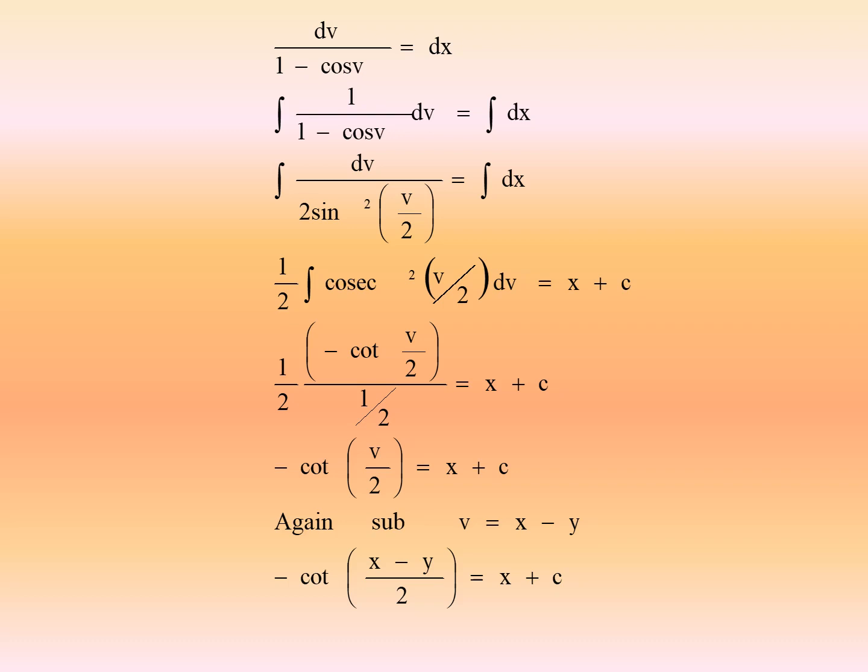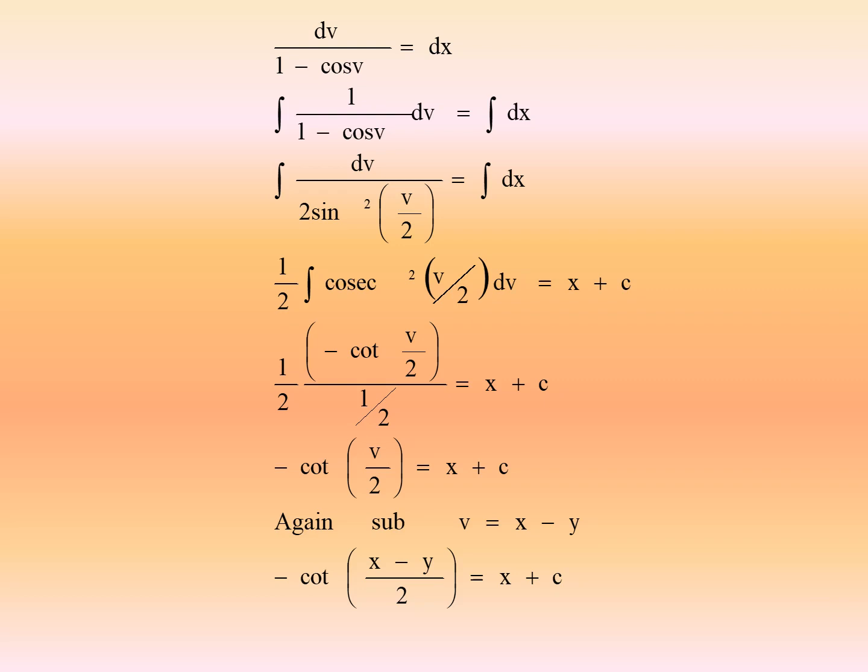Move on to the next, that is how we got the third line. Move on to the next line. Take out 1 by 2 outside of the integral. Integral 1 by sine square of v by 2 is nothing but cosecant square of v by 2 into dv, equals integral dx is nothing but x plus c. Next line, write down 1 by 2 as it is again, and integral of cosecant square of v by 2 into dv formula is minus cot v by 2 by inner derivative 1 by 2, equals x plus c. Here 2 get cancelled.